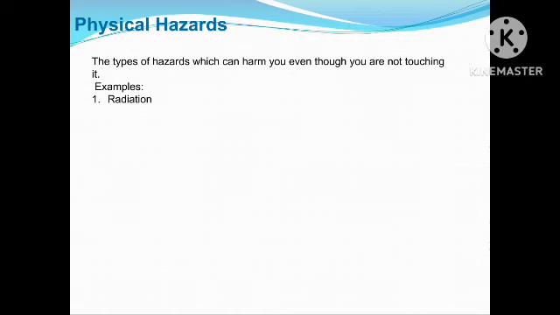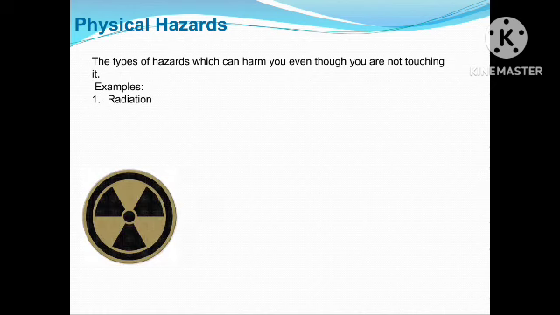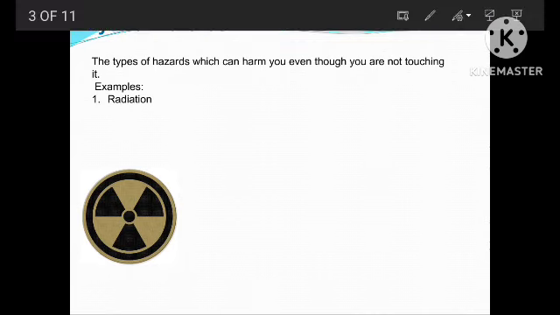So the radiation is the hazard which can harm you if you are staying nearby it. Then you see high noise. You see, this is the symbol of radiation. In so many organizations, when there is a quiz competition, such type of question also arises, that the symbol denotes radiation hazard. Second physical hazard is high noise.